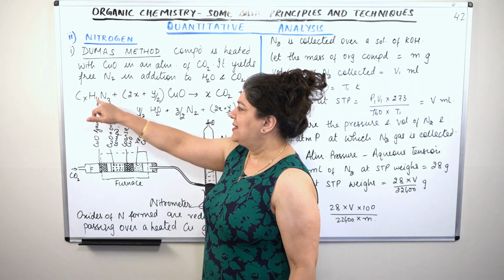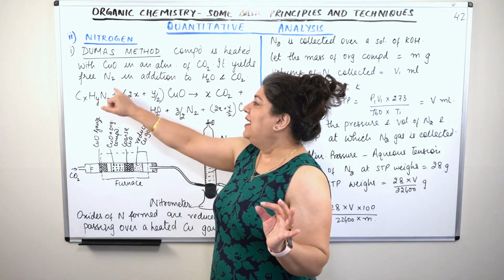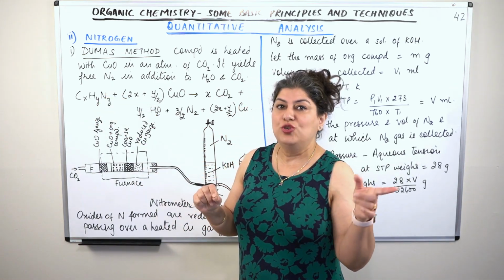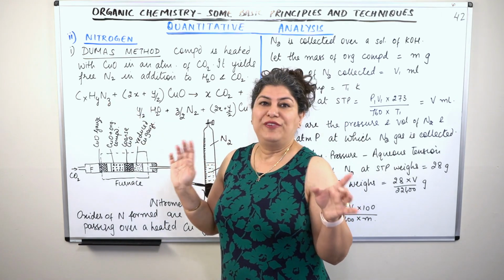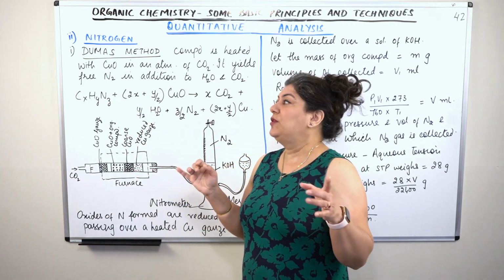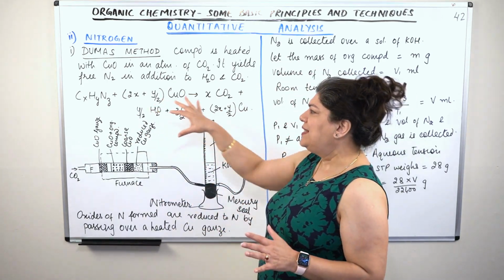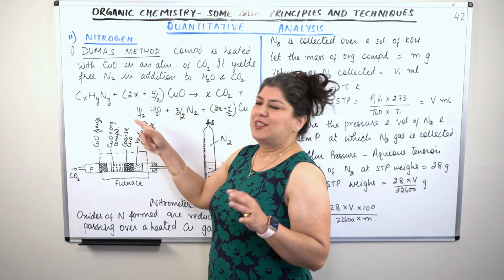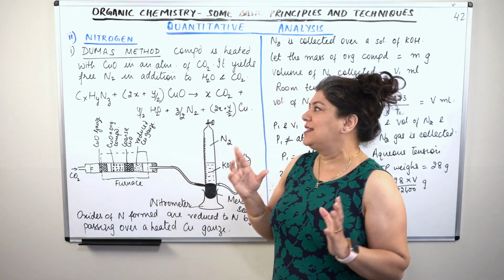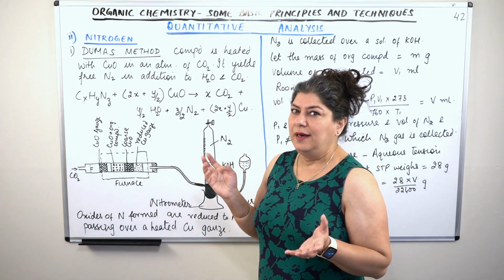So if you have C6H5NZ, then every nitrogen molecule is N2. So if there are Z number of nitrogens, obviously the number of nitrogen molecules would be Z by 2. So that is what we see. It's a very simple equation. Only the alphabets that have been used in order to generalize it may make it appear a little complex.